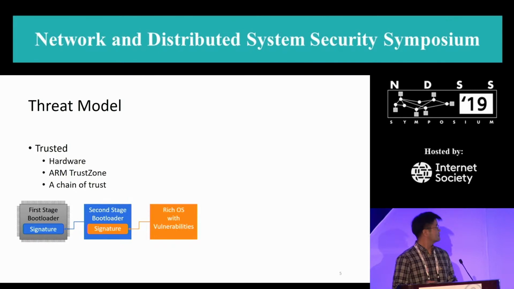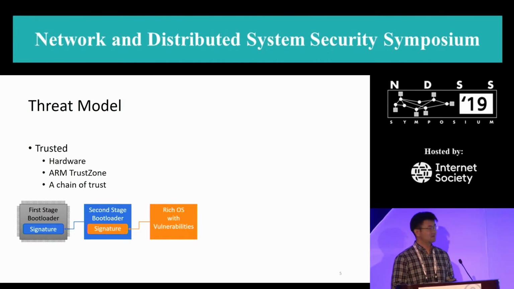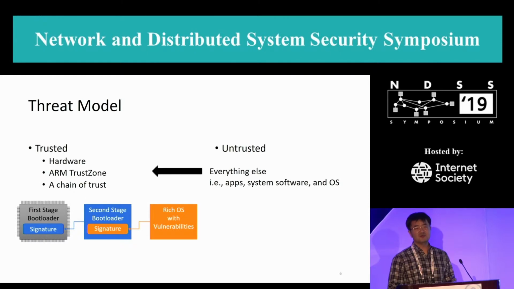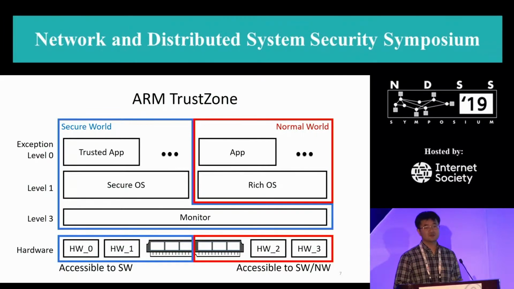In our TrustZone model, we trust hardware, ARM TrustZone, and the chain of trust. Except for these, we do not trust anything. We don't trust the applications, we don't trust the system software, and we don't trust the operating system. Because we use ARM TrustZone, let me briefly explain ARM TrustZone.